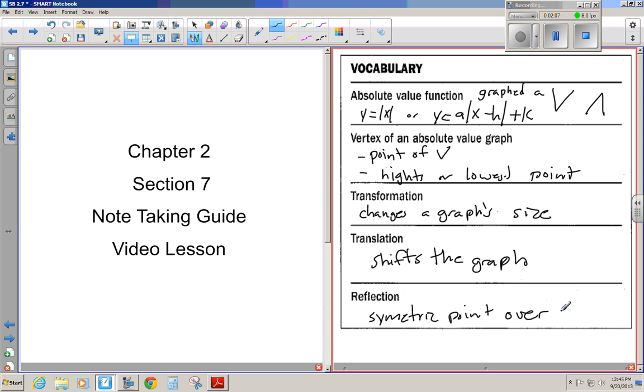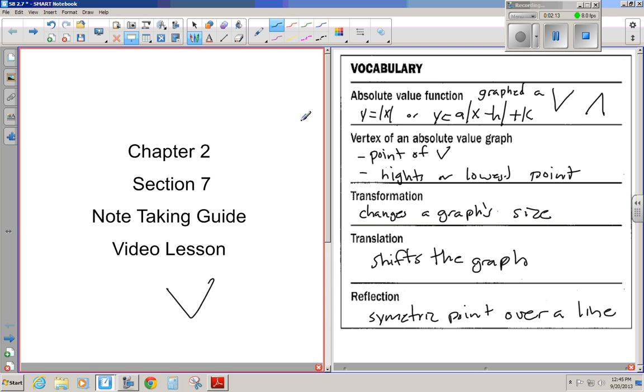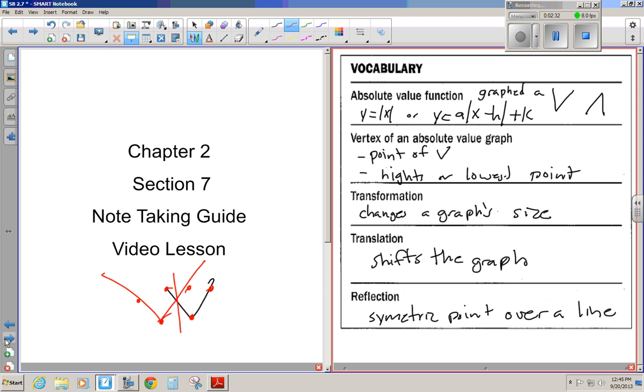over a line. So basically, you'd have a V, here's a line. So this point here has a reflected point on the other side. This point here has a reflected point on the other side. This point here has a reflected point right there. And what you have is now a V shape that's been reflected over that line.